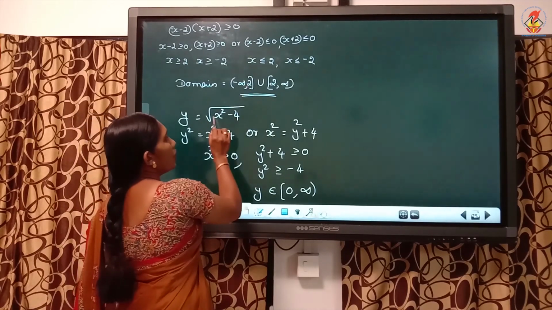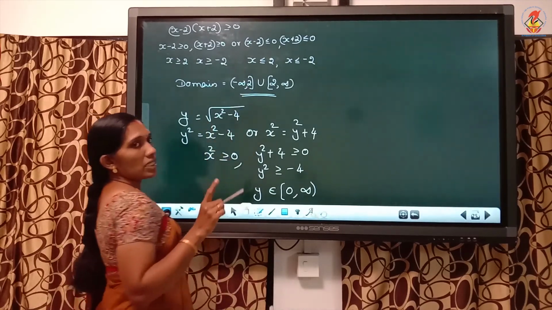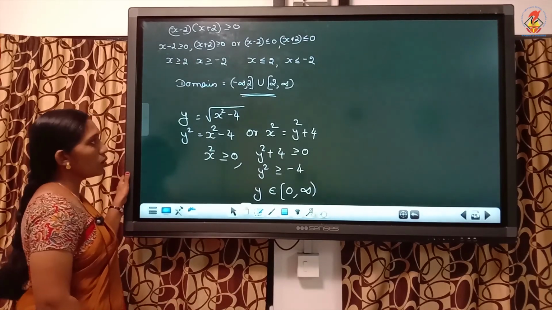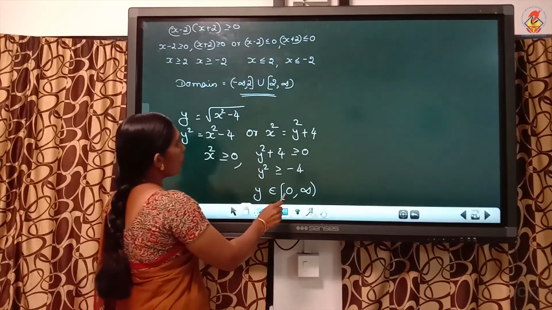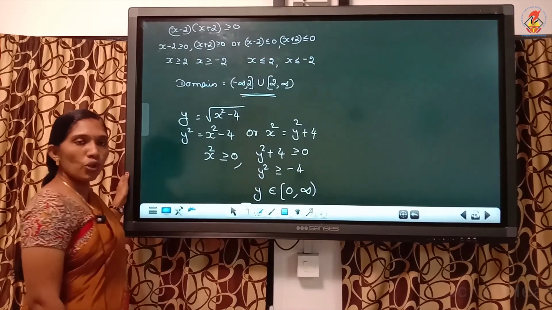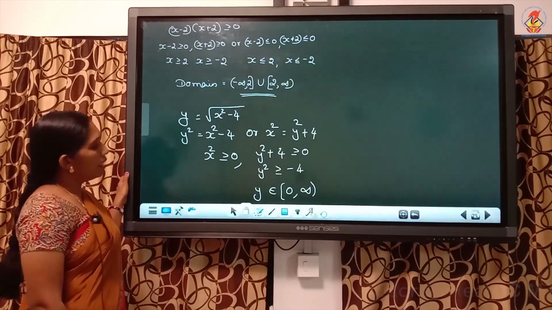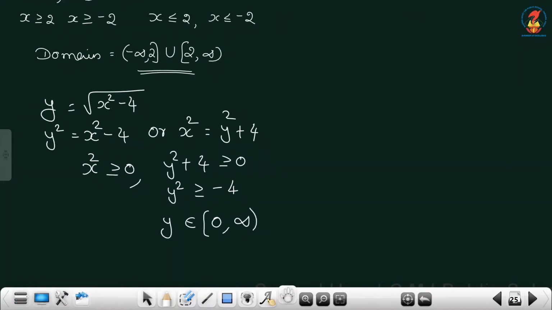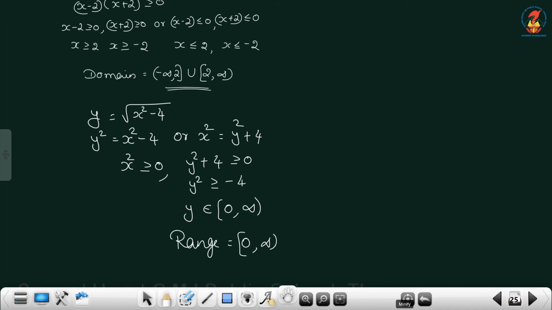Then when you give x as 2, you will get 0. 2 square minus 4 is 4 minus 4, that's equal to 0. So you will get 0 and the positive part. You won't get any negative number. So y belongs to 0 to infinity, or I can write the range as 0 to infinity. It cannot be negative.